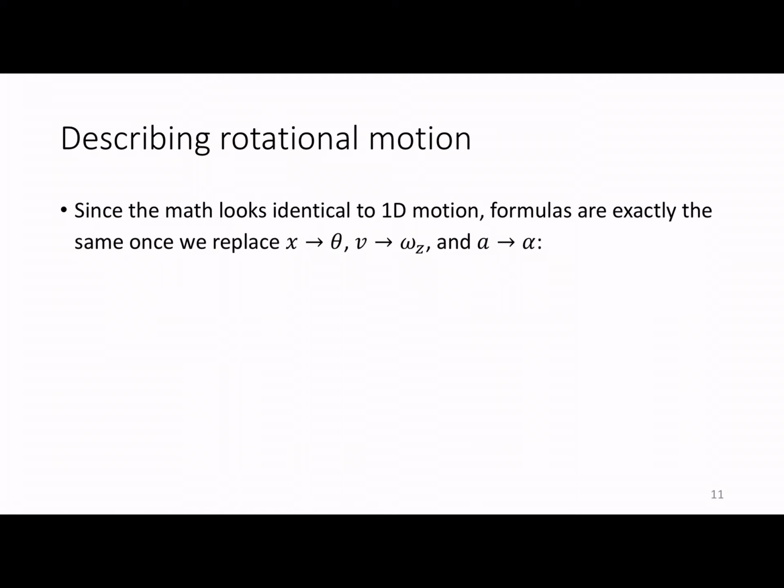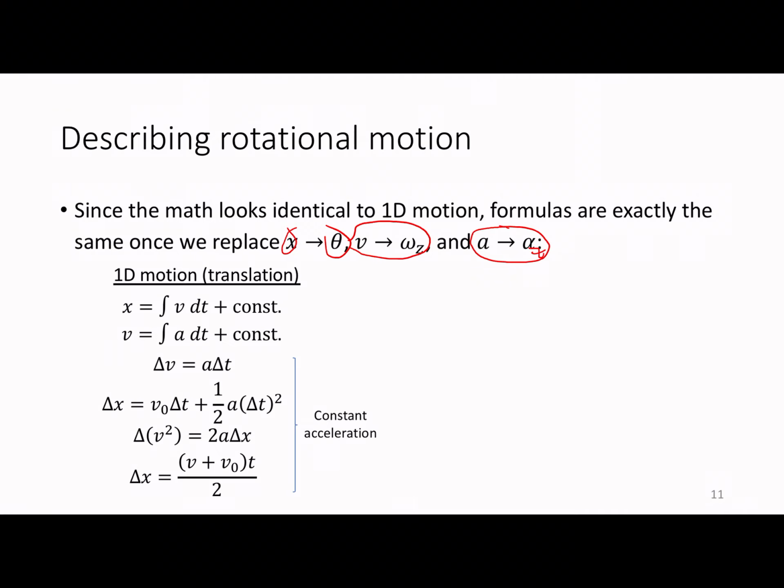The only difference is that everywhere I have an x, I need to replace it by theta. Everywhere I have a v, I need to replace it by omega, the angular velocity. And everywhere I have acceleration, I replace it by angular acceleration alpha. Technically alpha z if I'm being a little bit careful. So we can use all of the formulas that we already know for one-dimensional translational motion.